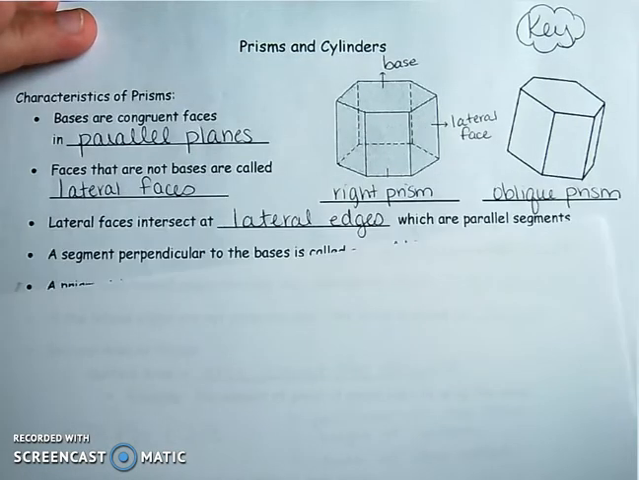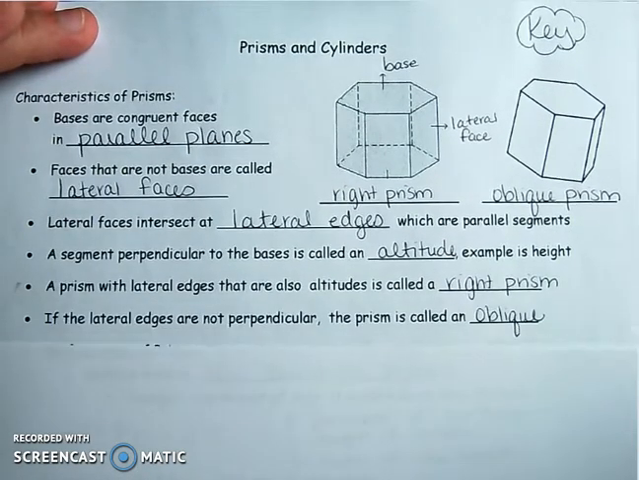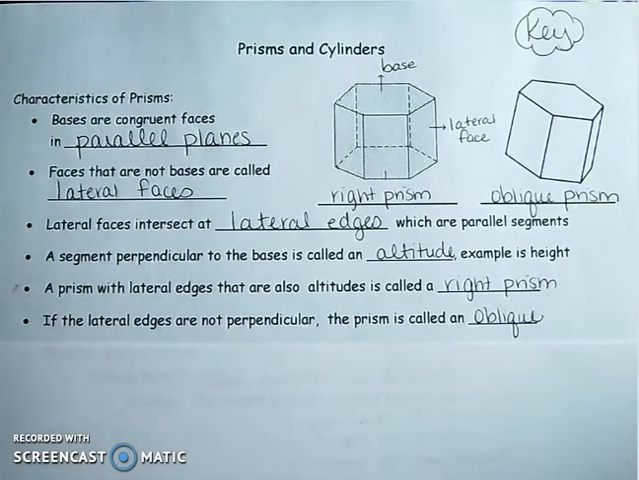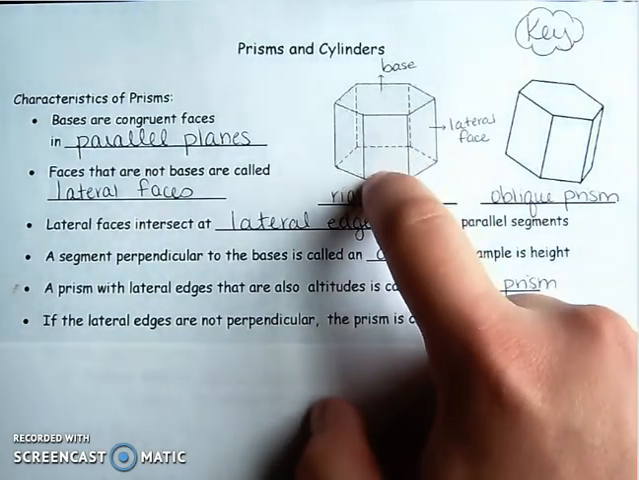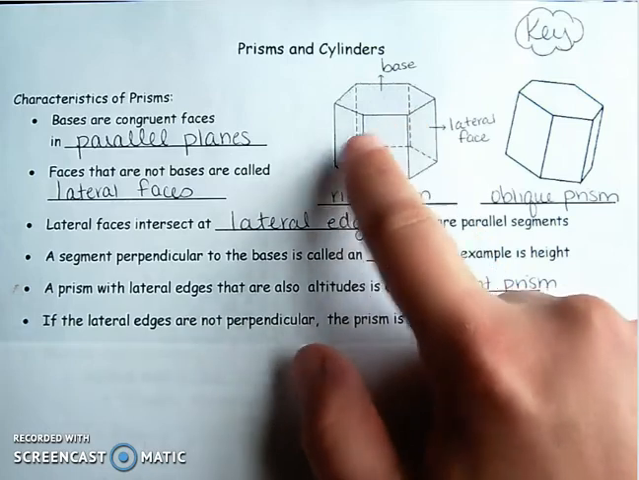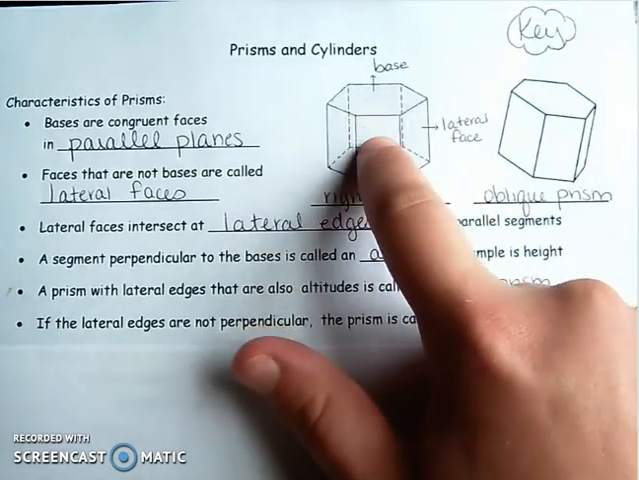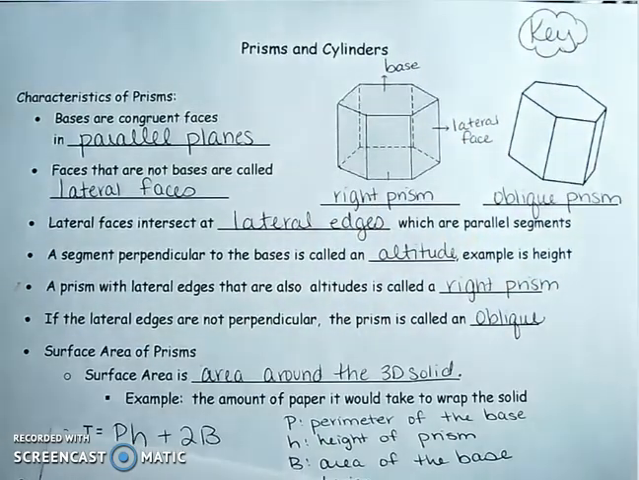So if you remember, by definition, a prism has bases that are congruent faces in parallel planes. So in this picture, we have the bases being these two hexagons, and they are parallel planes. What's around it are those rectangles that make it a prism.